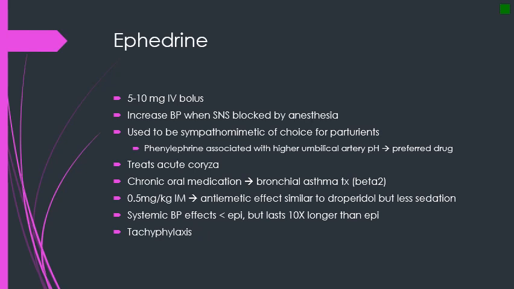If you're going to give ephedrine IM, you typically give 0.5 milligrams per kilogram. This can produce antiemetic effects that are similar to droperidol but can produce less sedation. You just have to make sure that you warn your PACU nurse that the patient may have a little bit of tachycardia whenever you give that IM ephedrine, because they do absorb that and have those systemic effects.